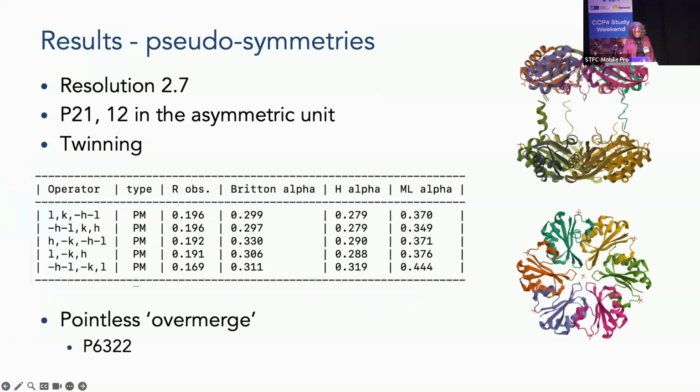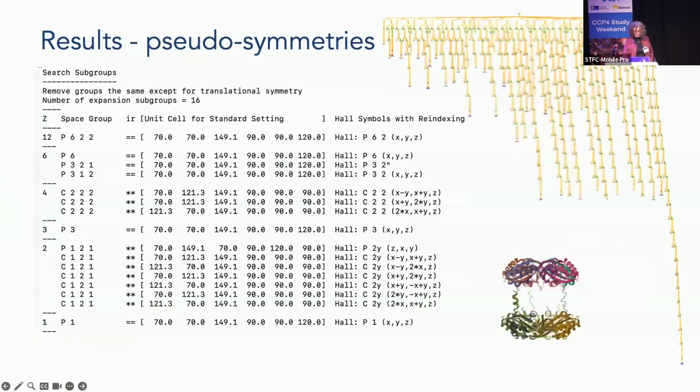It had twinning and 12 in the asymmetric unit, and it could be overmerged from P21 into P6322. And this is the complete set of subgroups that need to be explored in this case, because it's such a high symmetry space group. There are many subgroups, and you can see the graphic of the pipeline that was reported by Phaser at the end of the process.